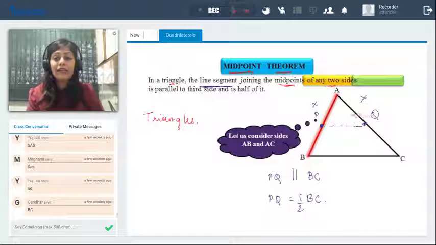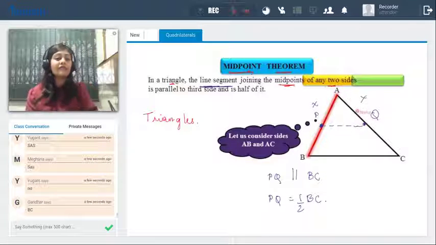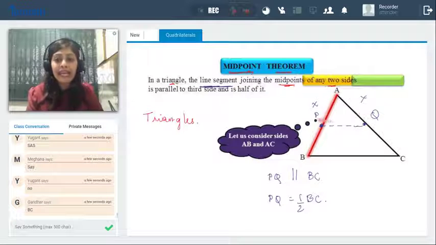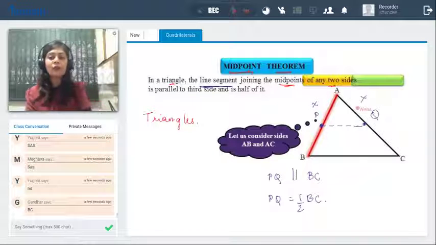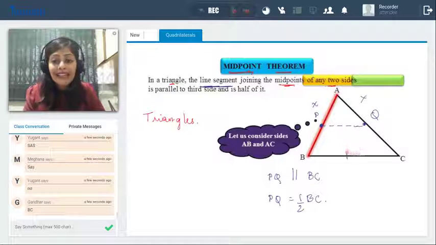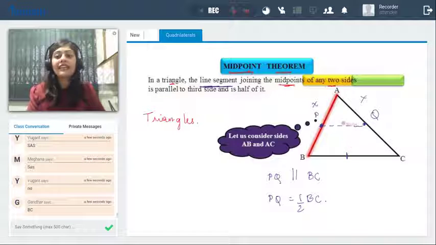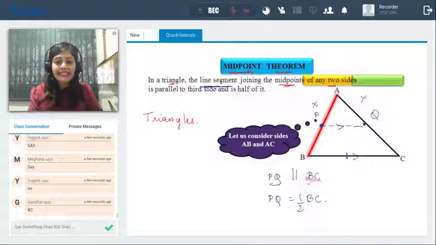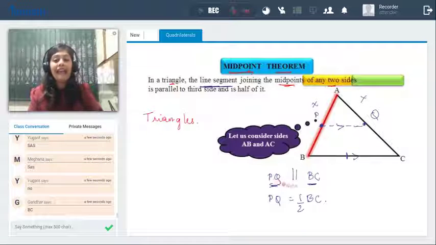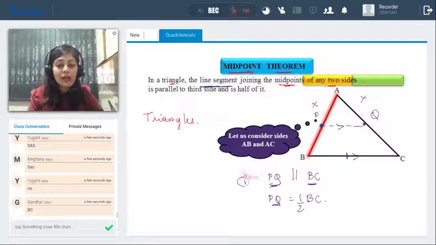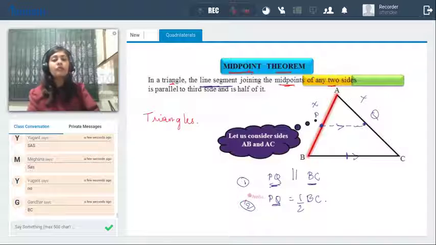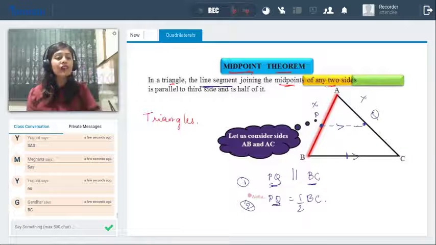Again I repeat, we have two sides AB and AC which we have selected, and we have taken P and Q as midpoints of these two sides. P is the midpoint of AB, Q is the midpoint of AC. The remaining third side is parallel to this segment PQ, and PQ will also be half of this third side. These are the two important results of the midpoint theorem, which you will always get if in a triangle you have midpoints of two sides.